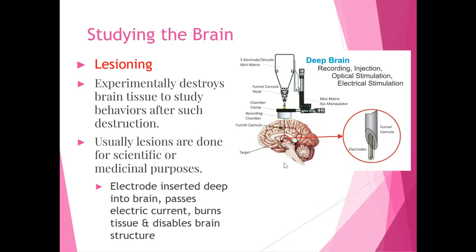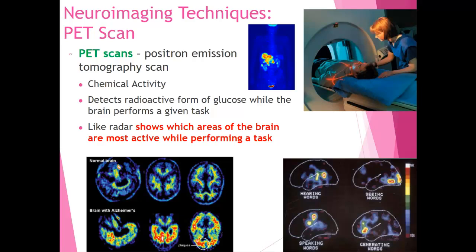Another way to study the brain is by lesioning. So they might do this in animals where they burn or cut out or just destroy, lesion a part of the brain and then see what happens. PET scans are usually colorful. They're showing chemical activity in the brain, shows which areas of the brain are active. So if you're getting a PET scan, they may be reading to you or playing music or helping you try to recall memories and see what part of the brain lights up.